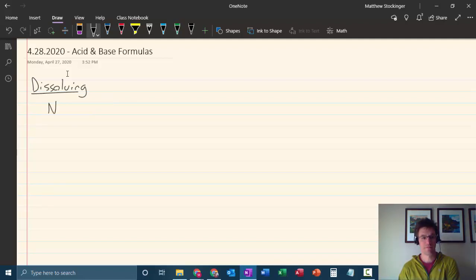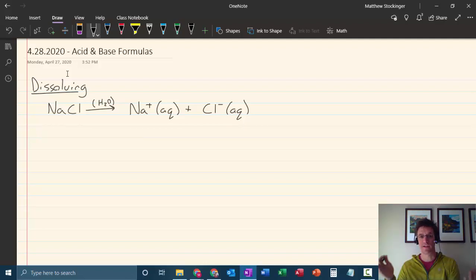Example. If you take table salt, that's NaCl, and you put it in water, the cation is the sodium with a plus. That will float around on its own. It's aqueous, that means it's dissolved in water. And the chloride will float around on its own, aqueous as well.